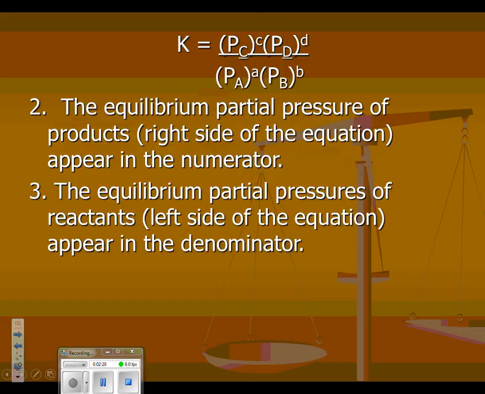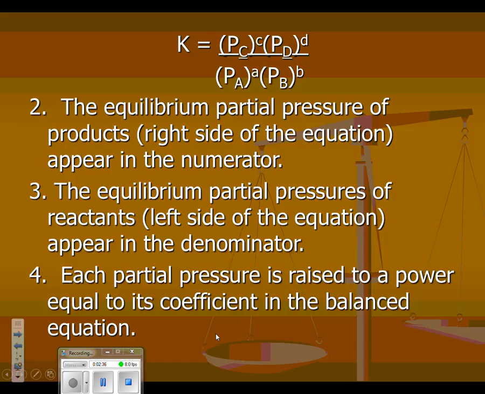Okay, so this is partial pressures. We're talking about the right side and left side. Partial pressures are in, so it's products over reactants. Each partial pressure is raised to a power, and we talked about that.